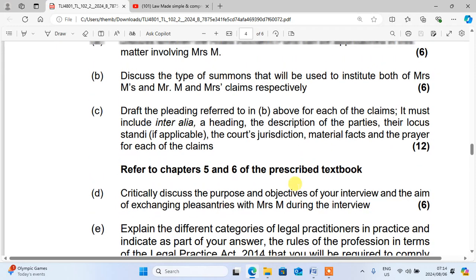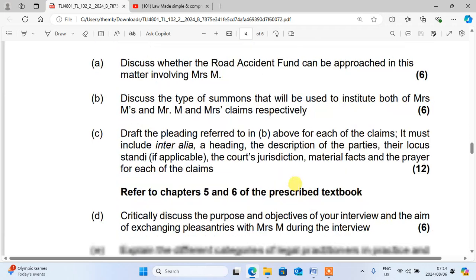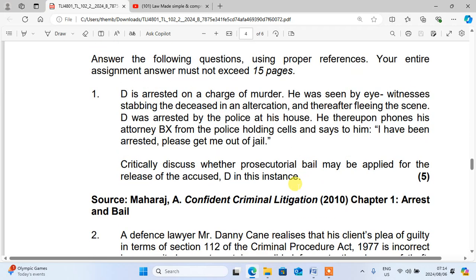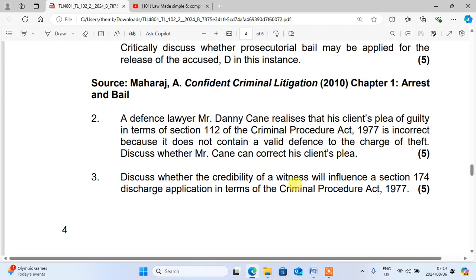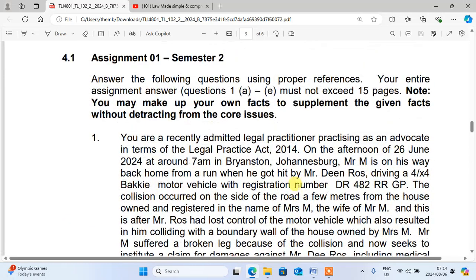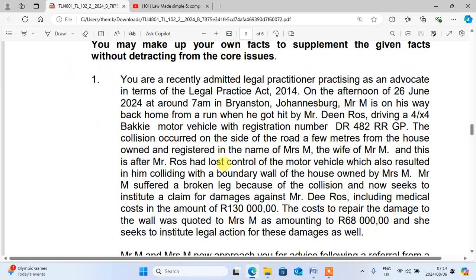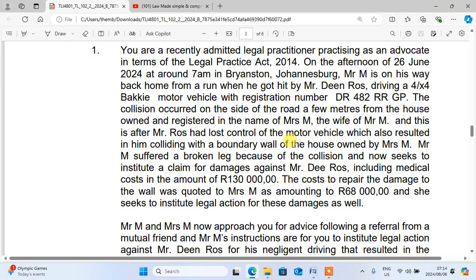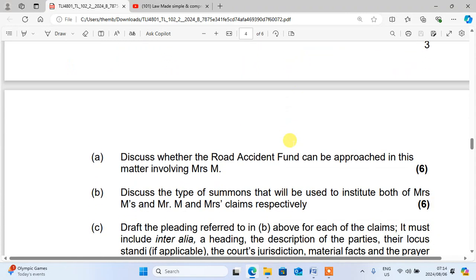We have some questions here which need to be answered, and then we have a scenario, and when we go down we have another question which must be answered, which we will do together. So let's start. Here, in assignment number 1, we have a scenario which you will read for yourself. I will just pick up a question and then answer it.